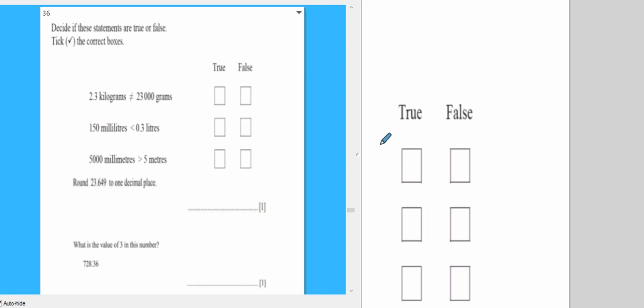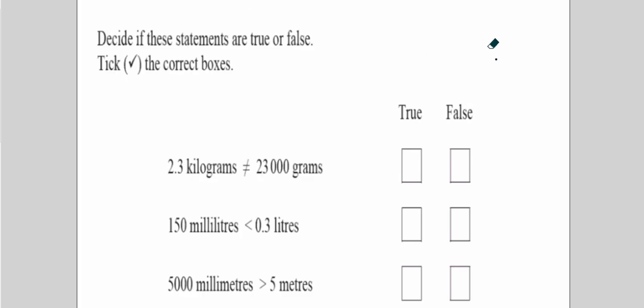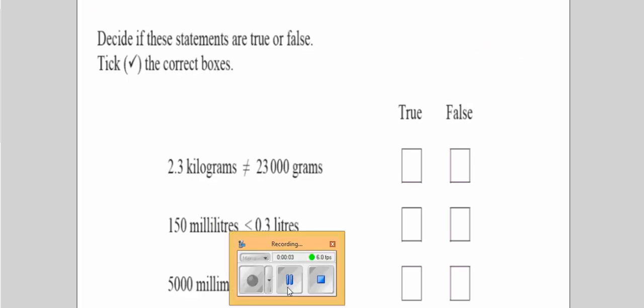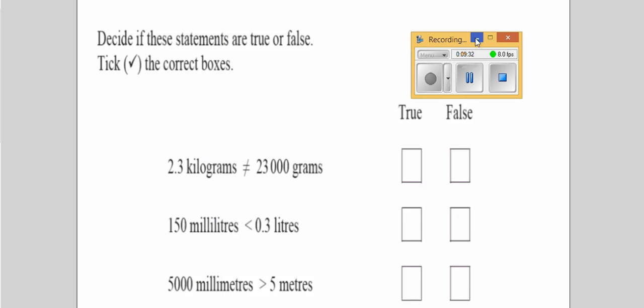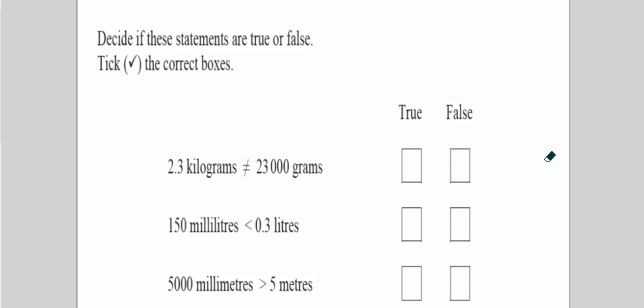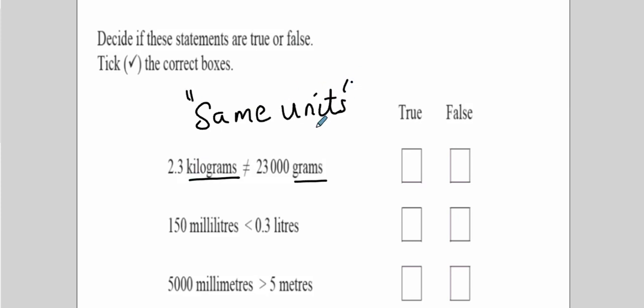Then the next one is this question here. Decide if these statements are true or false. Tick the correct box. Remember what I said? You can't compare kilograms and grams. Here you have to make sure that you have the same units. If you have different units, you can't judge which one is equal to the other, or which one is not equal to the other, or which one is less than the other, or which one is greater than the other.